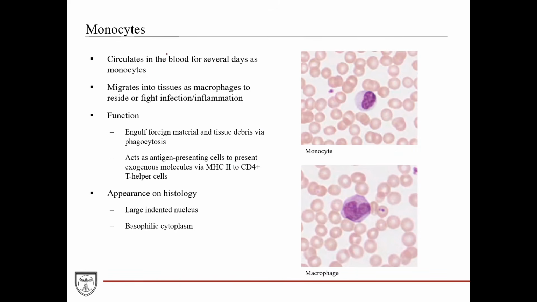So monocytes circulate in the blood for several days, and then they migrate into tissues where they become macrophages, where they'll either reside and wait for something to happen, or if there's something ongoing, like an infection or an inflammatory response to tissue damage, then they'll fight the infection or take part in inflammation. They do this by engulfing foreign material and tissue debris via phagocytosis, and then they act as antigen-presenting cells to present these molecules they engulf via MHC2 to CD4 positive T helper cells.